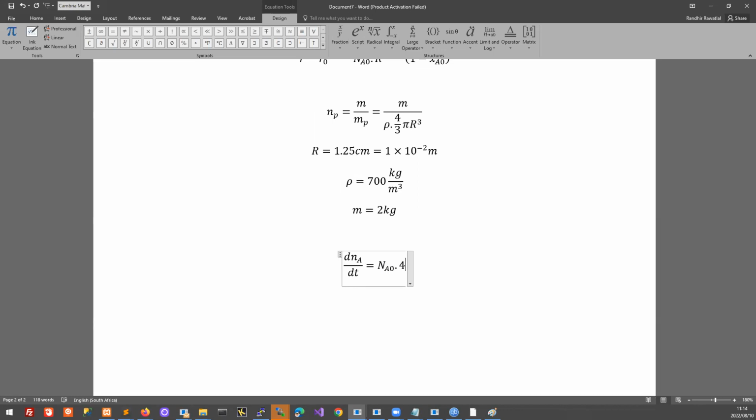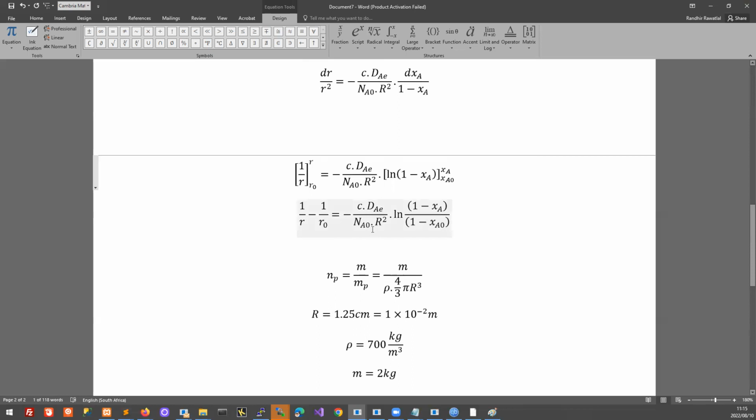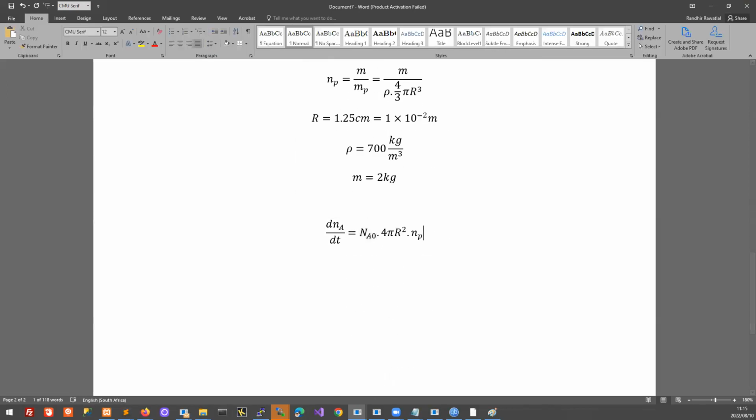So the surface area of a sphere is 4 pi r squared. So that's for a single particle. And then we want to multiply that by the total number of particles, which we've just worked out over here. So we've got the total number of particles. We know the radius of the particle, and we've said we can work out NA naught. So NA naught, we just solve for it from this expression. And that's basically it.